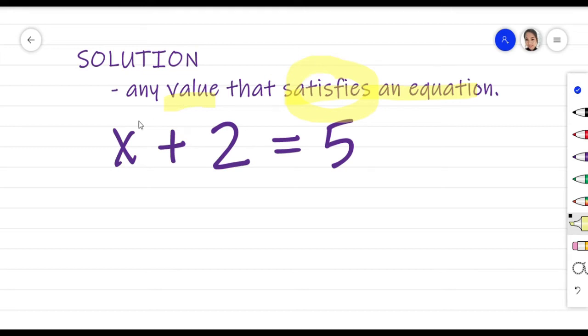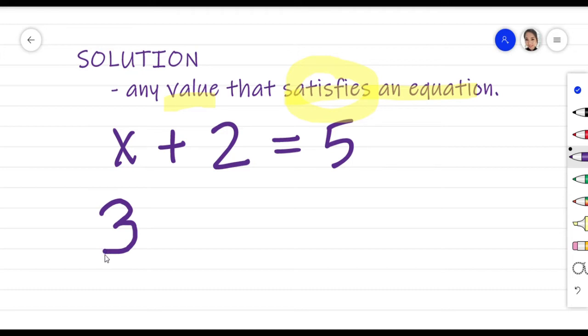Now, here in this equation, x plus 2 equals 5 has a variable x. Our variable, we know that it represents an unknown number. So, what is the number that when we add 2, the result would be 5? So, simple. Our x is equivalent to 3.